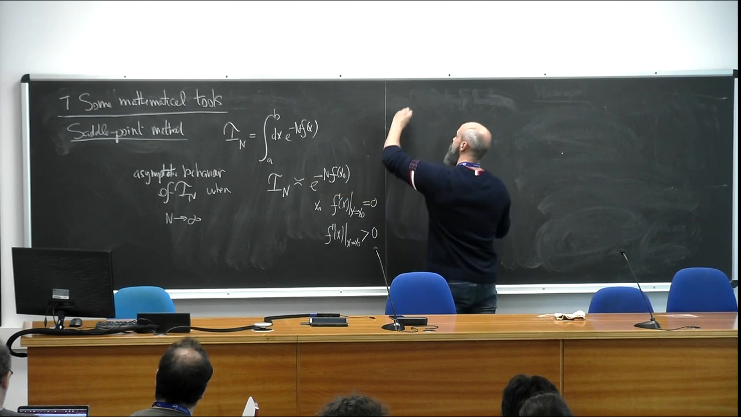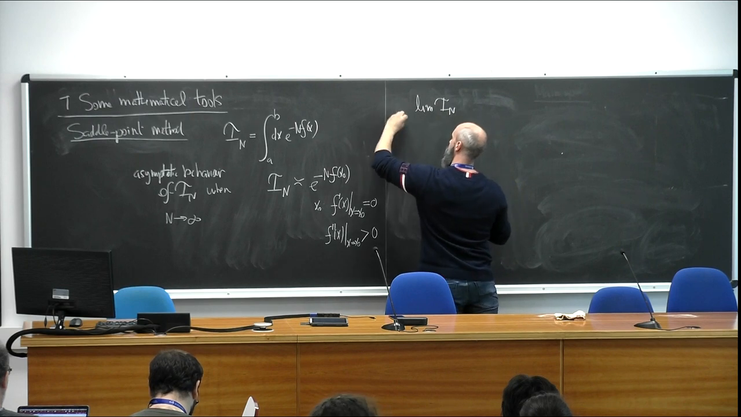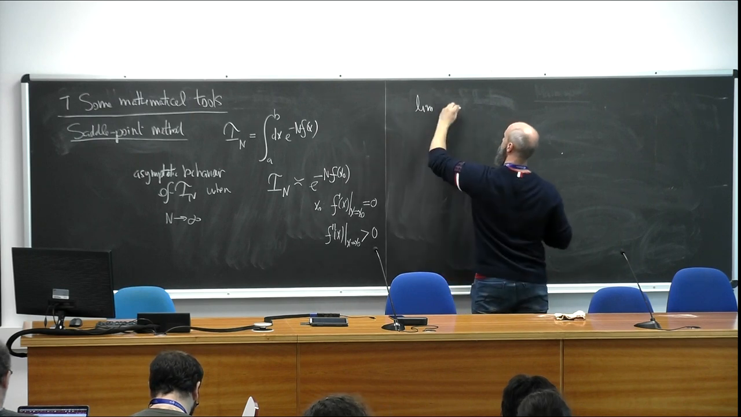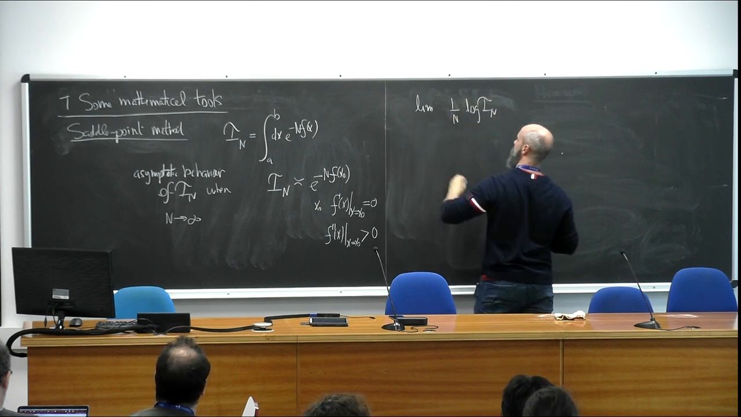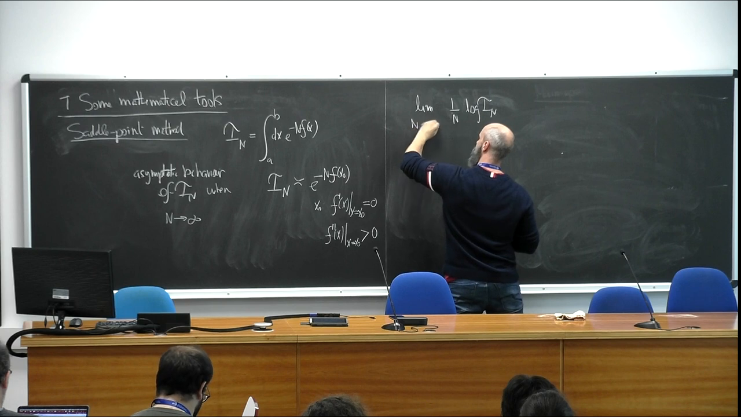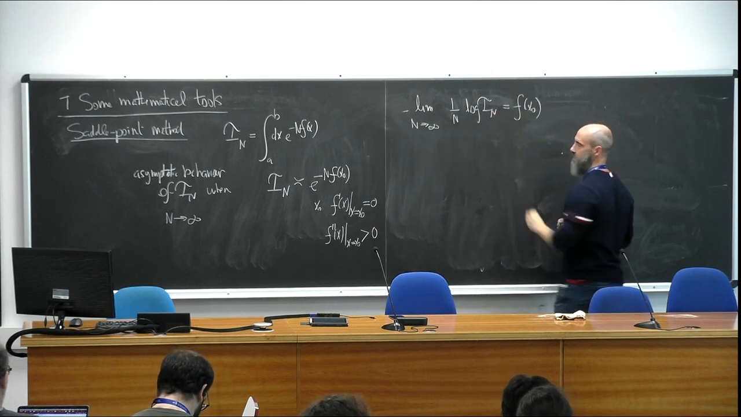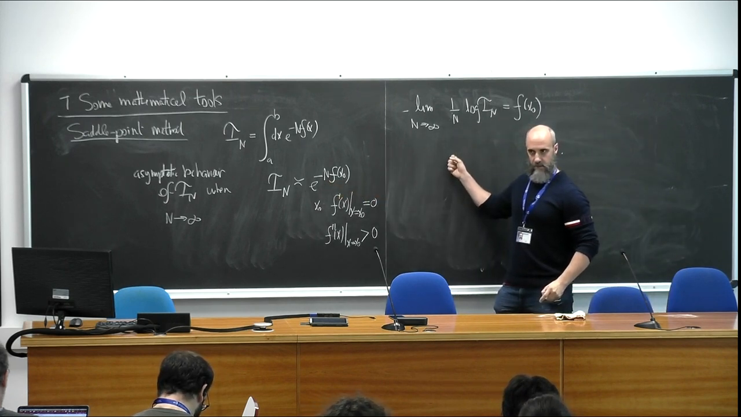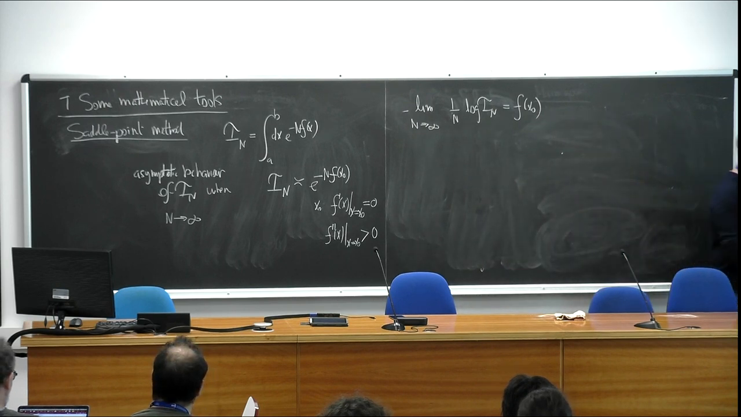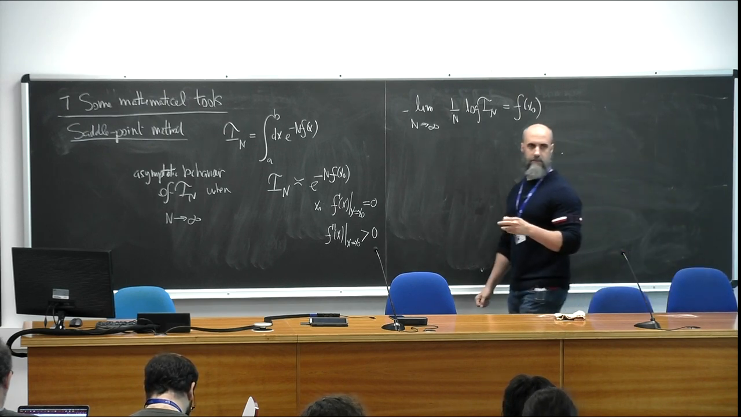What this symbol means is that if I take the limit of 1 over n, the logarithm of I sub n, okay, n going to infinity, let me put here a minus sign, this is equal to f of x0. Yeah? What this symbol means is this limit. Correct? Good, so how do I prove that? Do you know?